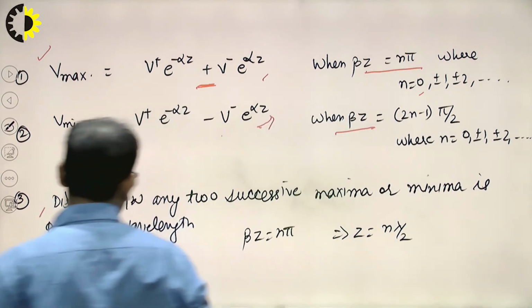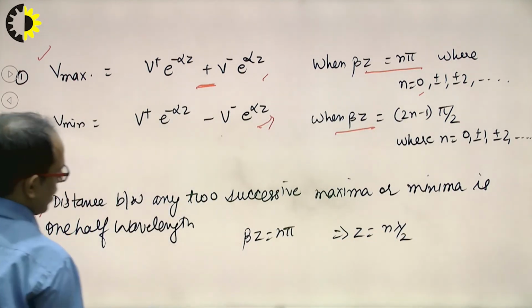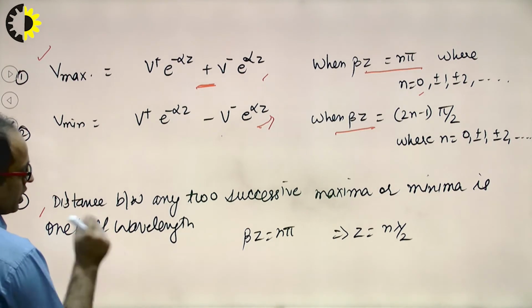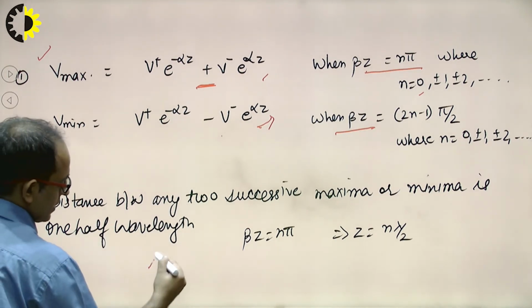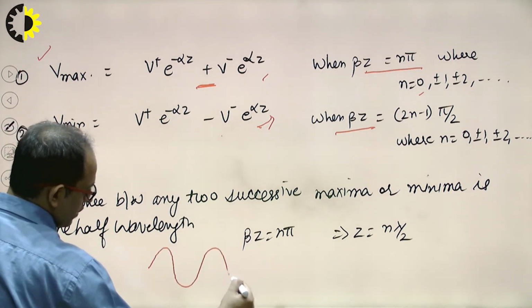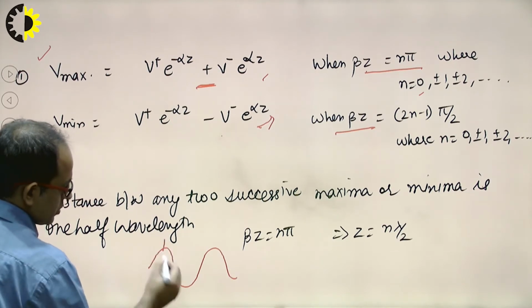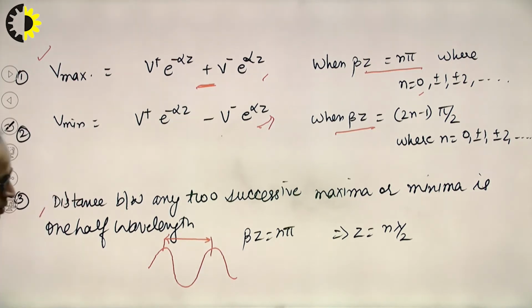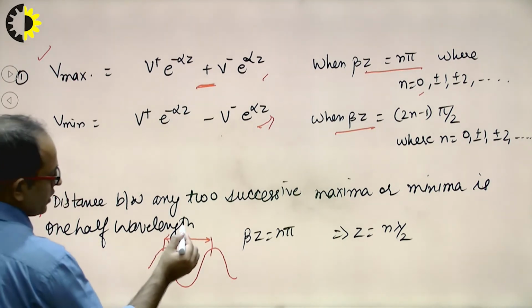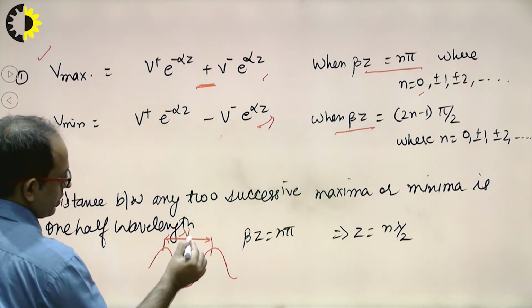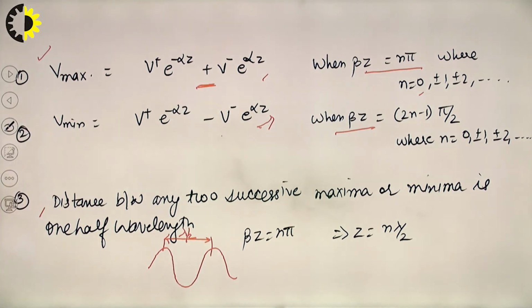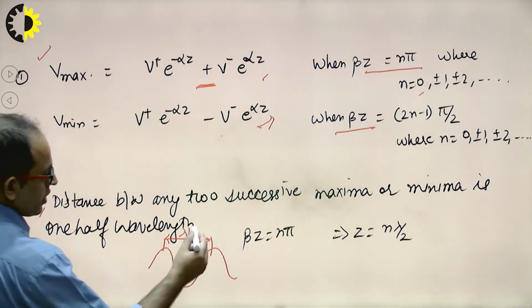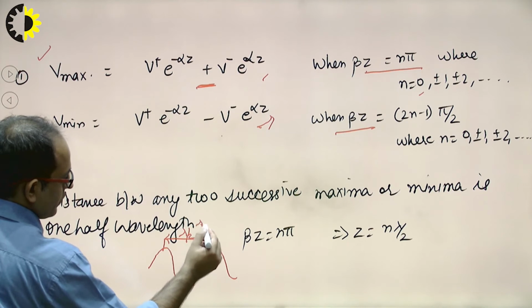The distance between two successive maxima or minima is always half of the wavelength. Means if I say this one is the standing wave, the distance between the two maxima is equal to half the wavelength, that is lambda by 2. Clear? Or you can say this magnitude will be known as the guided wavelength, lambda g, divided by 2.